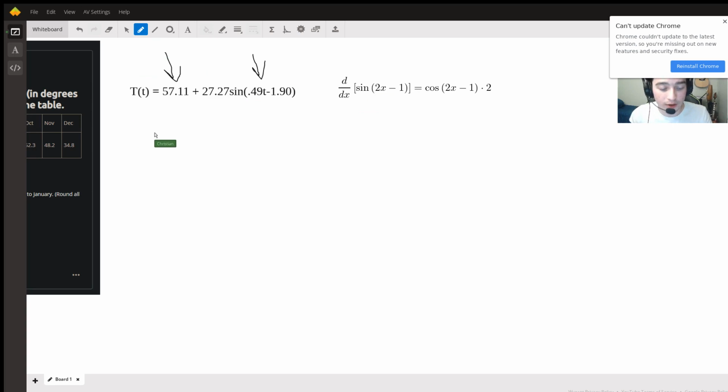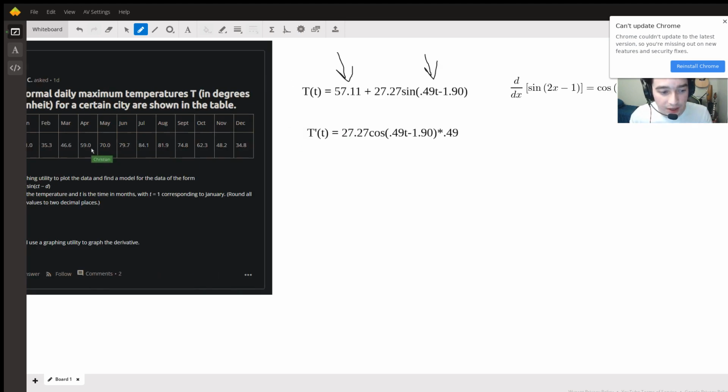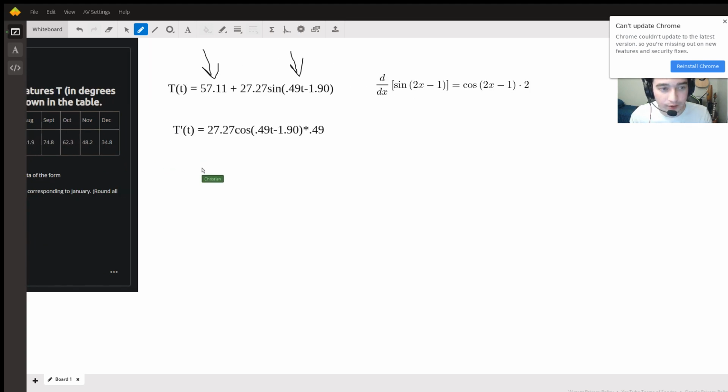So now let's determine what T prime is. So that's 0 plus 27.27, and then the derivative of sine is cosine, and the argument inside stays the same, it doesn't change. And you multiply it by the derivative of the inside, which is 0.49. That is the derivative of this. So this is our T prime of t. Now it says we're going to have to graph this.